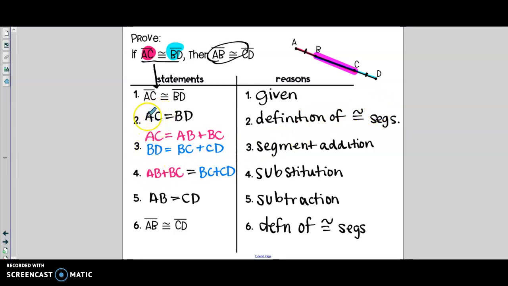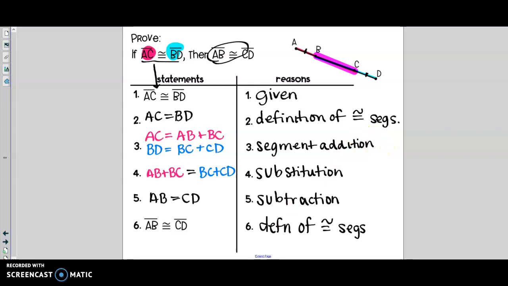Well, I know some things about AC because I can break that down into its two smaller segments. That's what I did for AC and for BD in step 3. I said AC is the sum of its two parts, which is AB and BC, and that BD is the sum of its two parts, which is BC and CD. And that's the segment addition postulate.